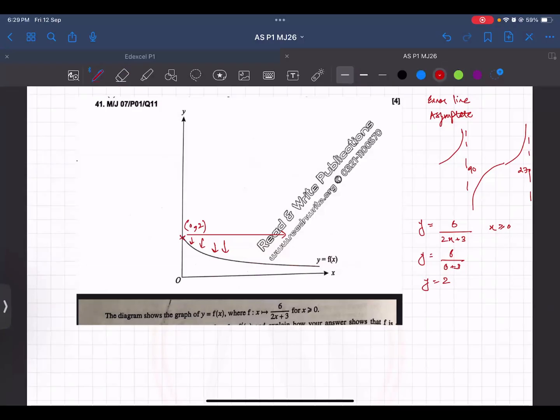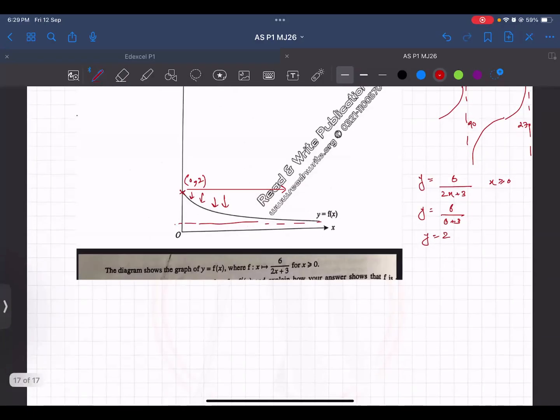What is the exact line with which it is parallel? You need to find the asymptote for this function, 6 upon 2x plus 3. There are 3 new things that you're learning over here. When the denominator becomes 0, it becomes an error. That is the asymptote. So 2x plus 3 is equal to 0, so x is equal to negative 3 by 2. Is it 2x plus 3 or minus 3? Plus 3.